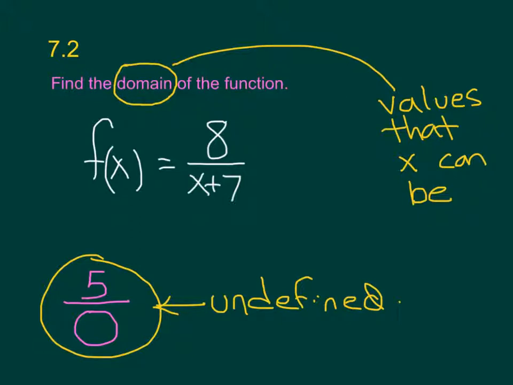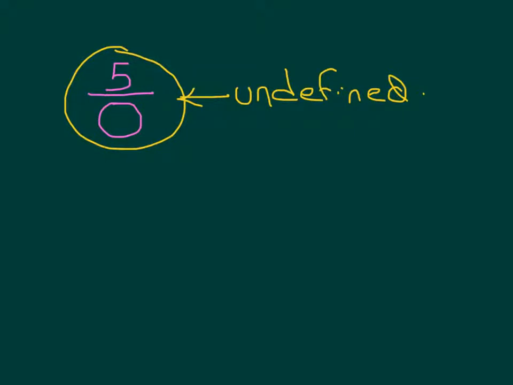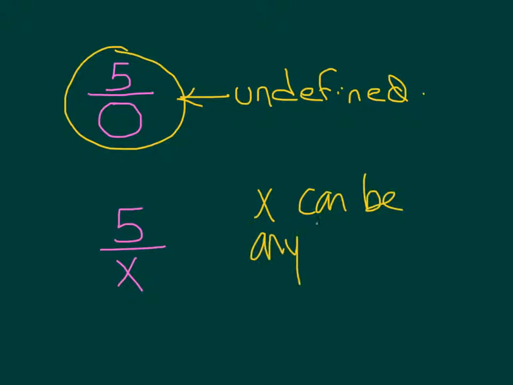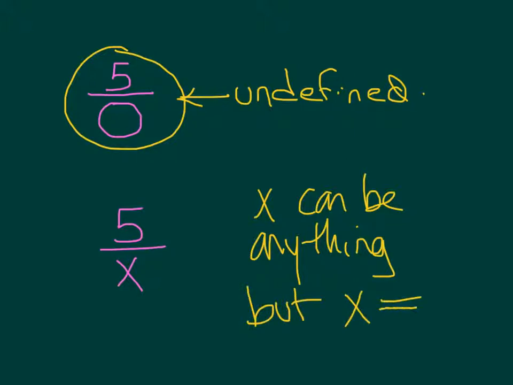So we'll come back to this function f of x in just a second. But if we had something like, let's say 5 over x, we'd say x can be anything, but x cannot equal 0. Because if we have 5 over 0, we have an undefined function. So we've got to make sure that our denominator does not equal 0. In this case, when it's just x on the bottom, that's easy enough to figure out what x cannot be.